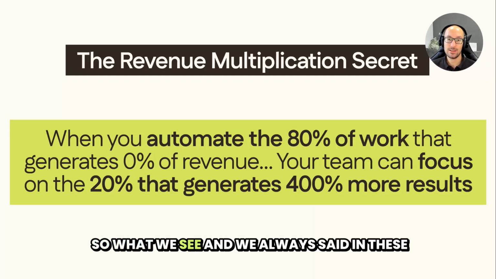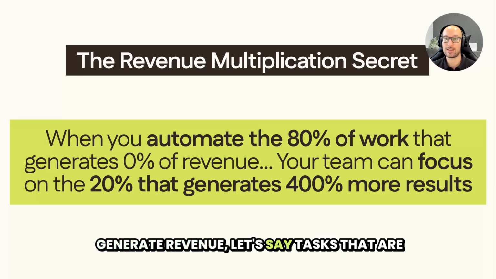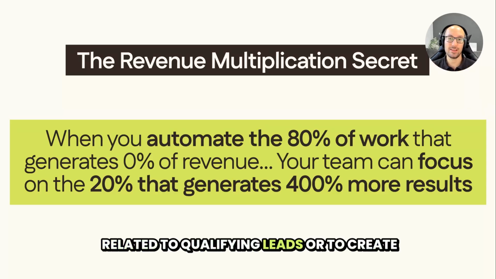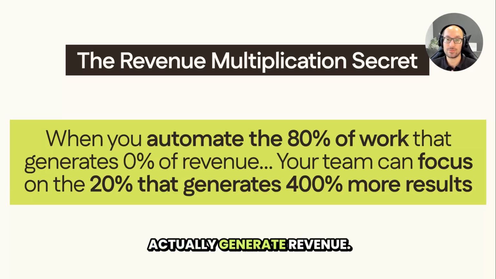So what we see, and we always say in these workshops, is that if you can automate like 80% of the work that doesn't generate revenue, let's say tasks that are related to qualifying leads or creating copy, you will be able to recover that time and invest that time into tasks that actually generate revenue.